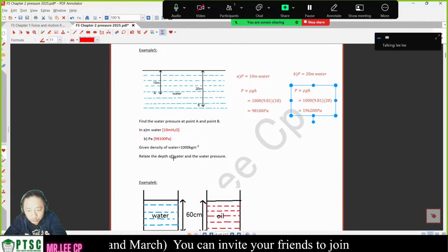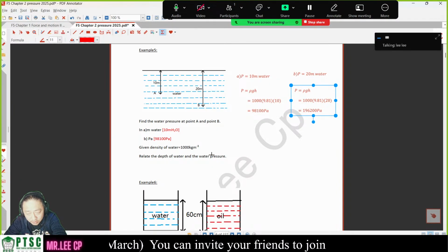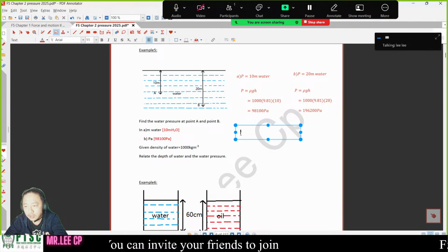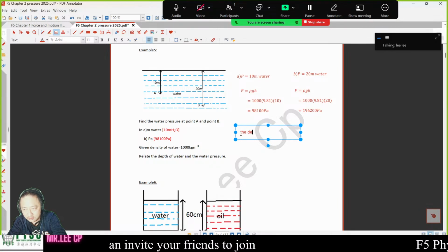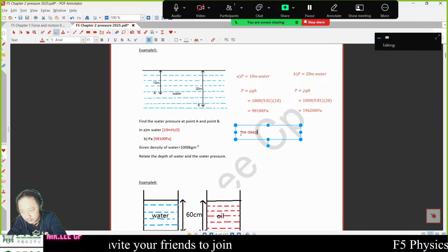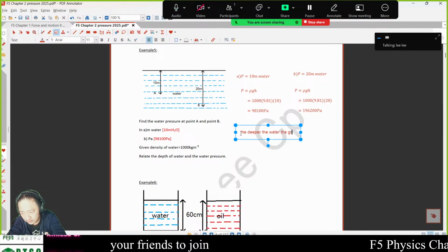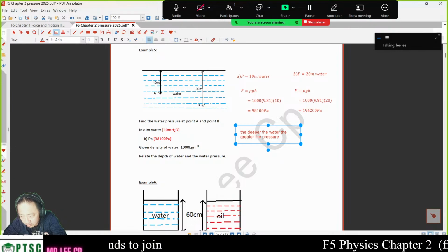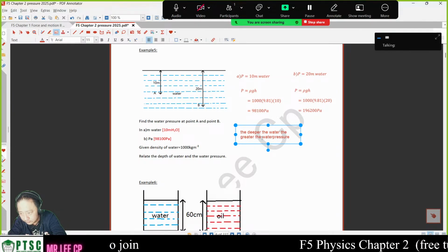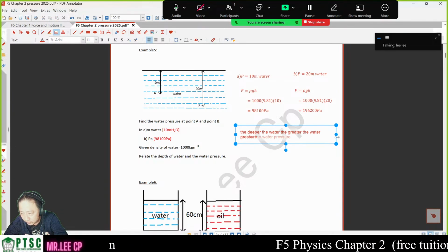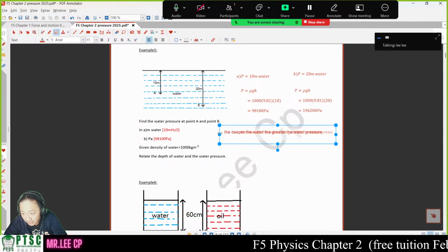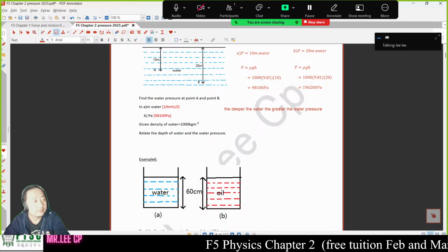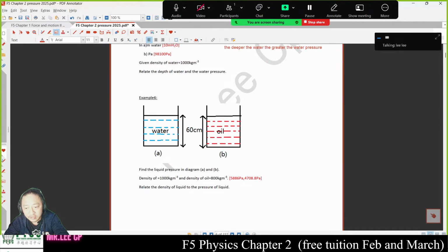Now relate the depth of water with water pressure. The deeper the water, the greater the water pressure. When you go deeper, the pressure will be higher. So the deeper the water, the higher the pressure. So this is what we have, and we continue from here.